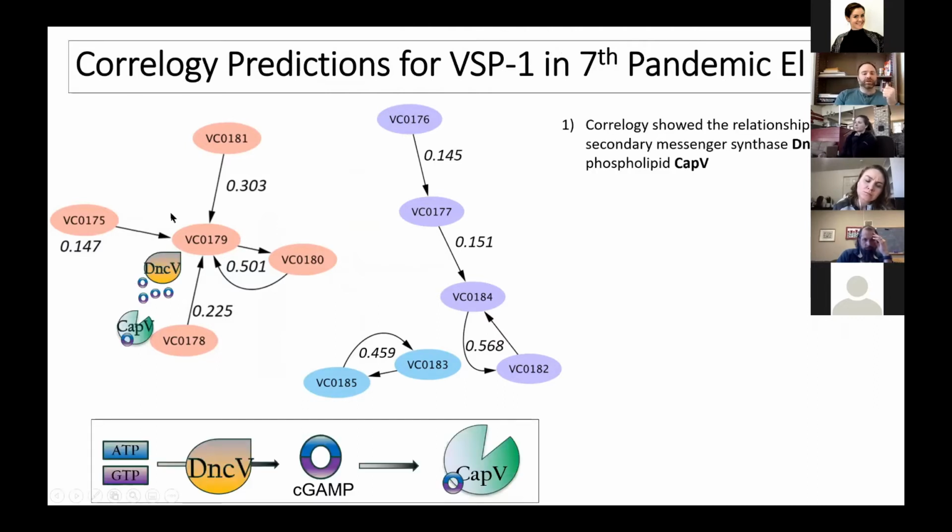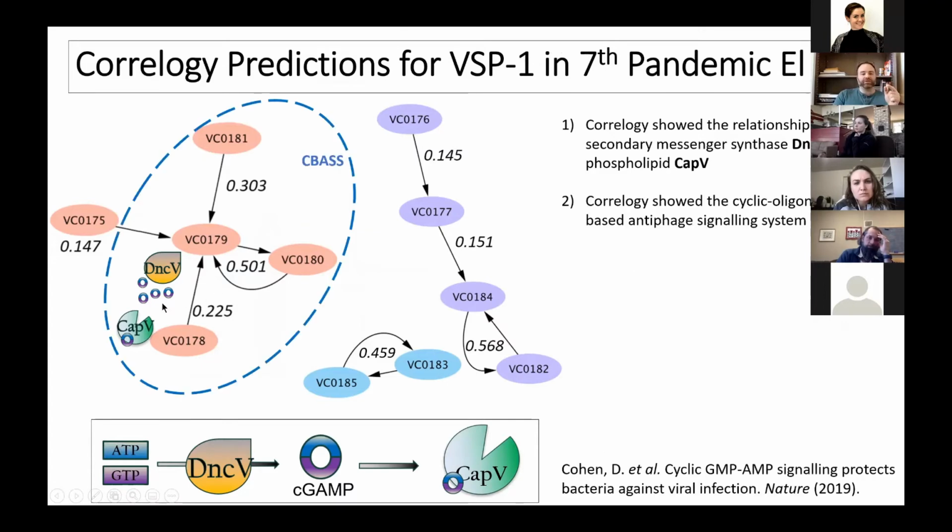The first thing was the relationship between CAPV and DNCV. Again, this edge is the maximum Correlogy score, and it predicted that relationship that the Waters lab had discovered that causes the small colony morphology. Another team had built on the Waters findings and found out that those two genes are actually part of a larger system called CBASS. And you'll notice that Correlogy also correctly predicts the relationship of the genes within CBASS.